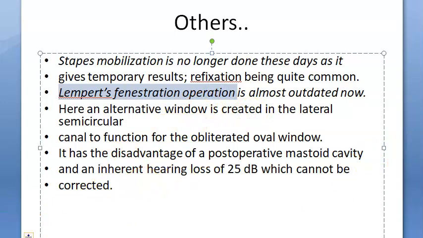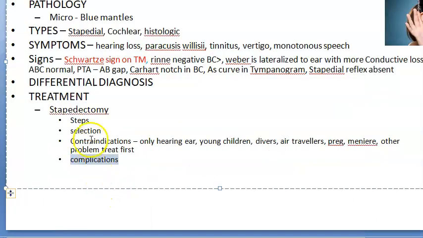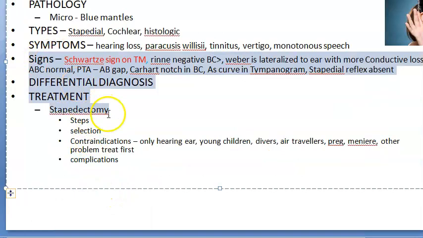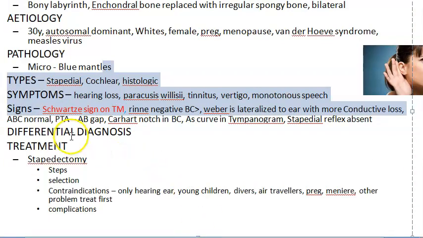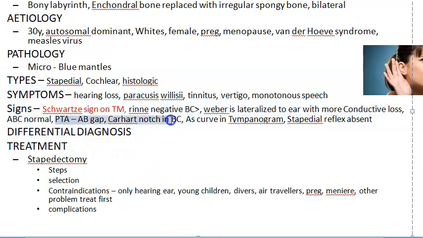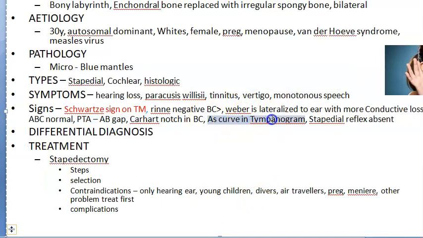What have we looked at in this video? In this video, we looked at signs, differential diagnosis, treatment. Let's take a recap. Signs, what did you see? Schwartze sign, Rinne negative, where bone conduction is more, Weber lateralized to the ear with more conductive loss. Absolute bone conduction is normal. Then in pure tone audiometry, you will see AB gap and Carhart notch in bone conduction at 2000 Hertz. Then you saw the As curve in tympanogram, stapedial reflexes absent.